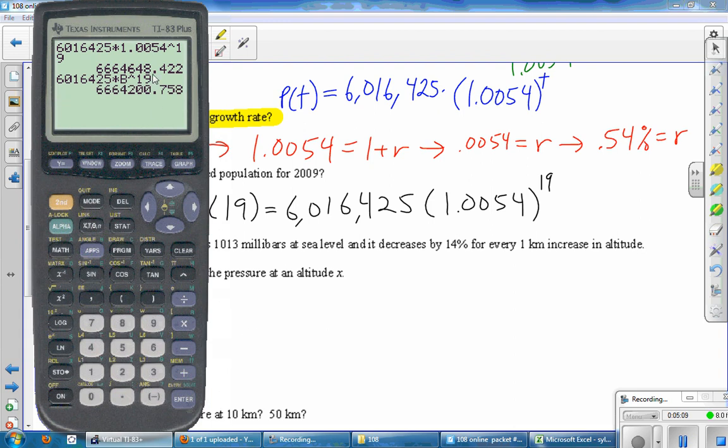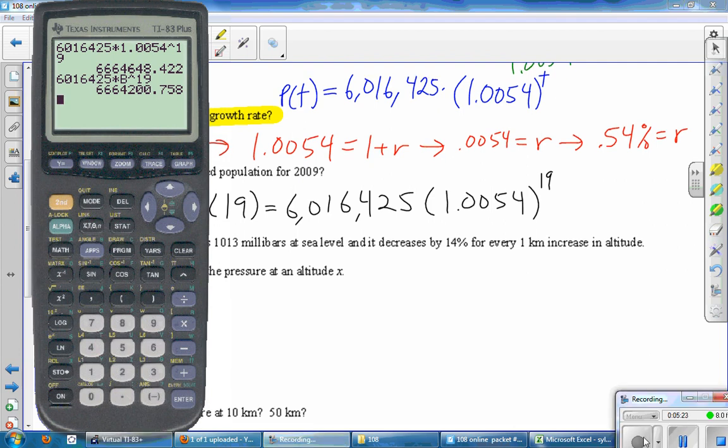And you can see the difference. We're off by 448 people. That's kind of a lot. And that was only after 19 years. So much better to get the best answer your calculator can give. So we'll write in our number here. We've got 6,664,000, about 201 at the end.